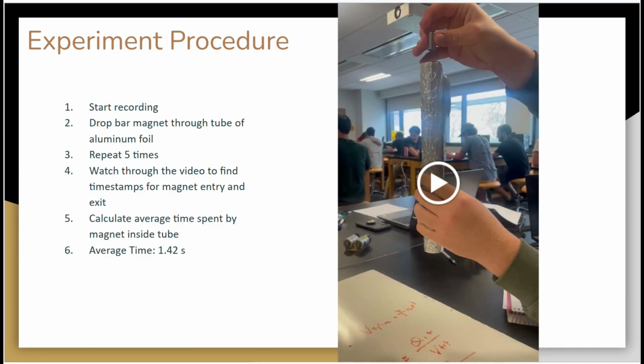Experimental procedure. We're going to start our recording, okay? We're going to drop the bar magnet through the tube of aluminum foil as you see here. Repeat that 5 times to get an average. Watch through the video to find timestamps for every magnet entry and exit. Calculate the average time spent by the magnet inside of the tube.